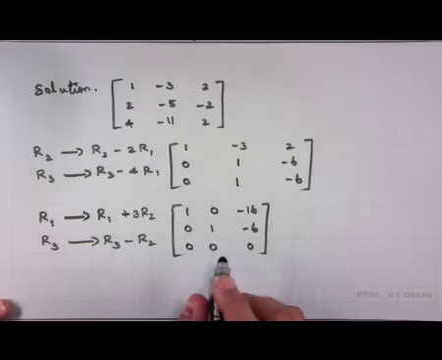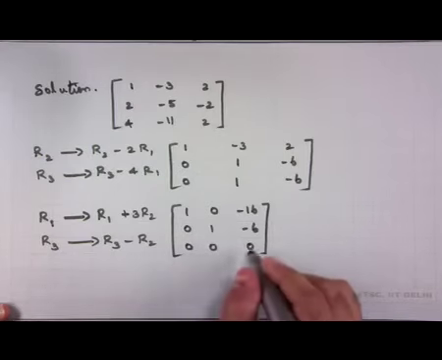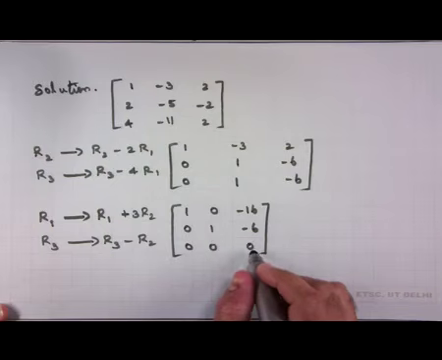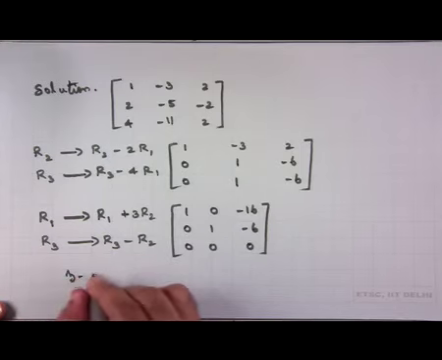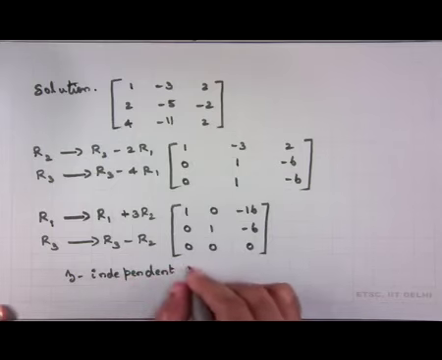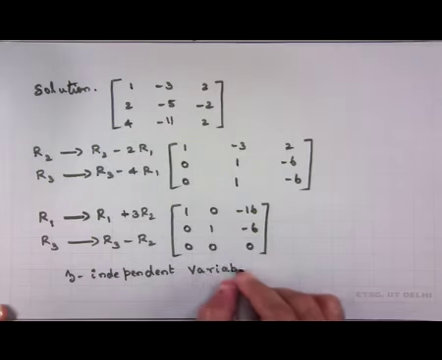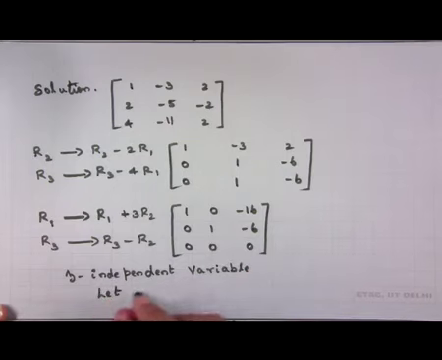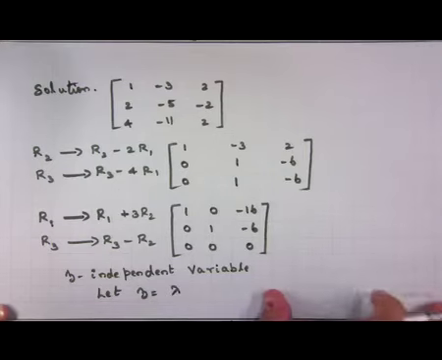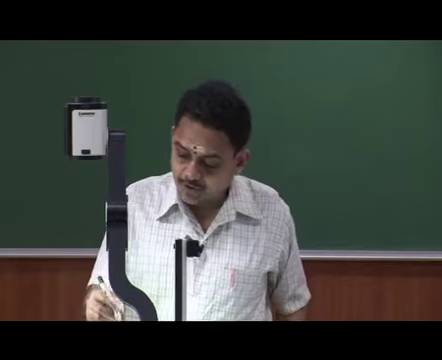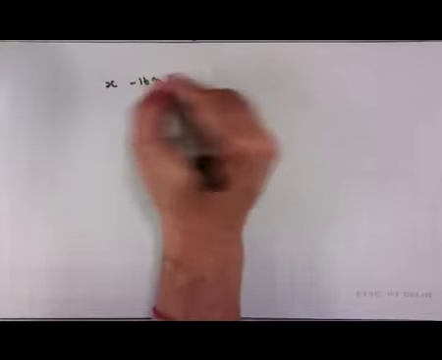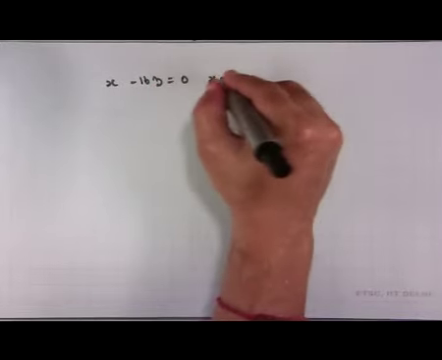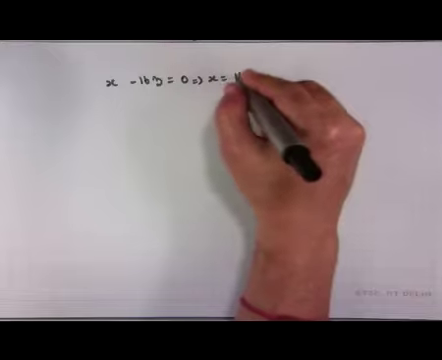So, we have independent and dependent variables. Now you do not have a 1 or the leading coefficient in the last variable. So, we will treat the last variable, that is z, as the independent variable. So, let z equal to lambda. The first equation that we have, let us write down, x minus 16 times z is 0, which will imply that x equal to 16 times lambda.